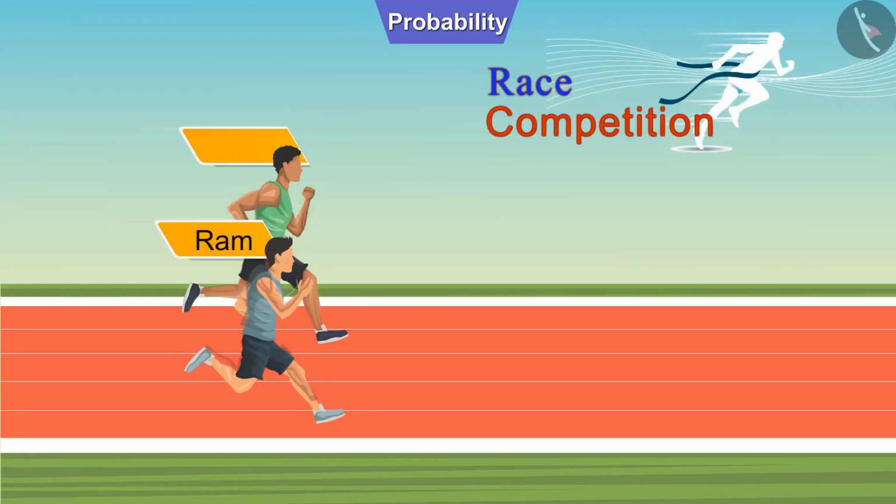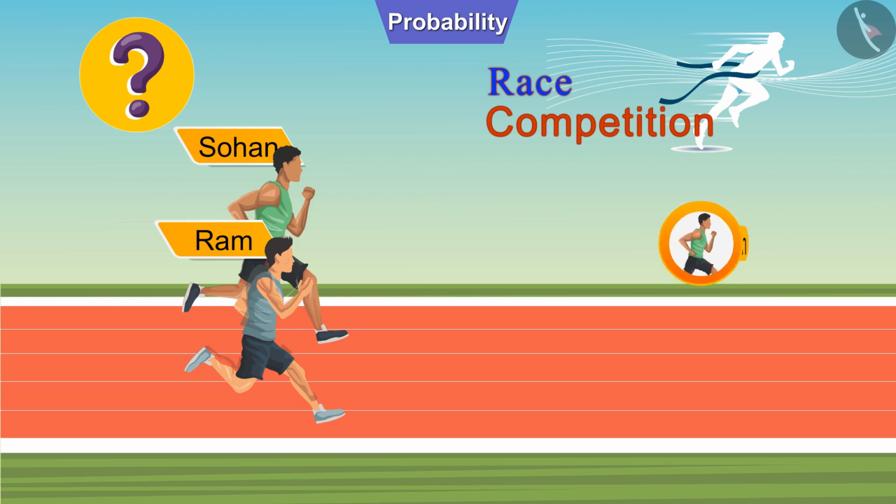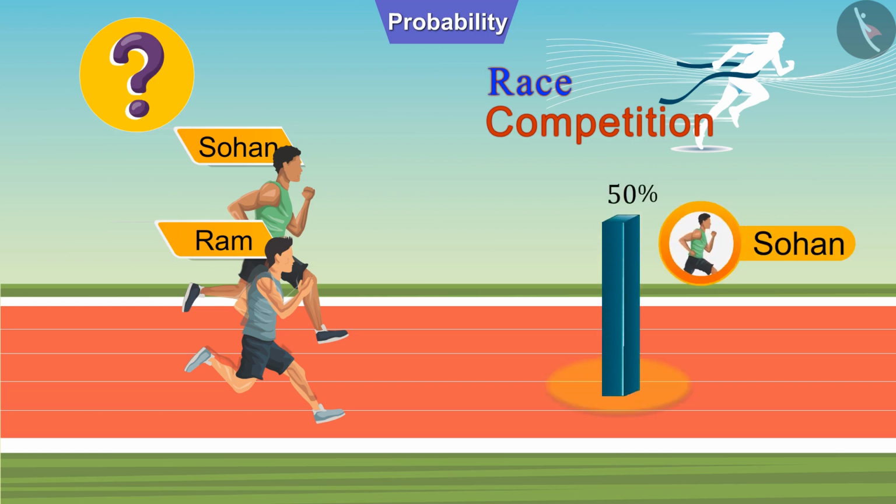Ram and Sohan participated in a race competition in which these are the only two players. Can you tell what is the probability of Sohan winning in this race competition? We can easily say 50%.